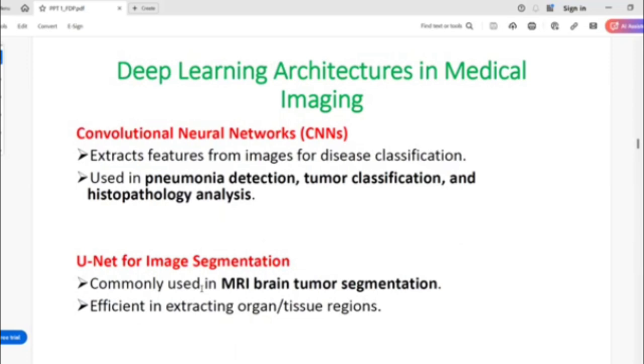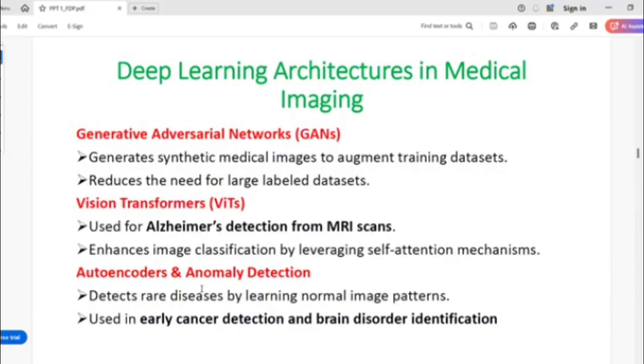What are the basic architectures of deep learning in medical imaging? We have seen already in the previous slide: CNNs, U-Nets. Now we have GANs, vision transformers. We have seen autoencoders.